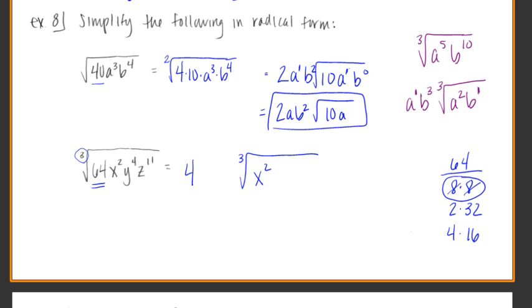Let's go to the y's. 3 goes into 4 just one time with the remainder of 1. Let's go to 11. 3 divides into 11 3 times with the remainder of 2. And there's our answer. If you want to write this without showing the exponents of 1s and just write 4yz cubed times the cube root of x squared yz squared, that's totally fine. Now if you want to leave the 1s in there, that's even perfect.